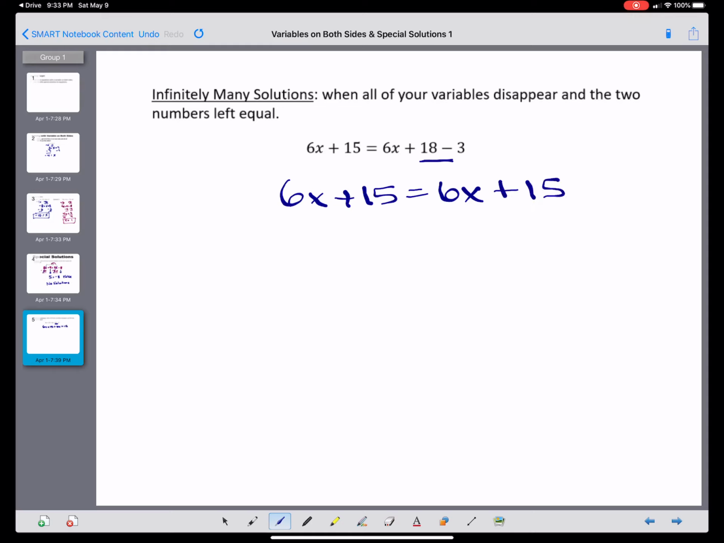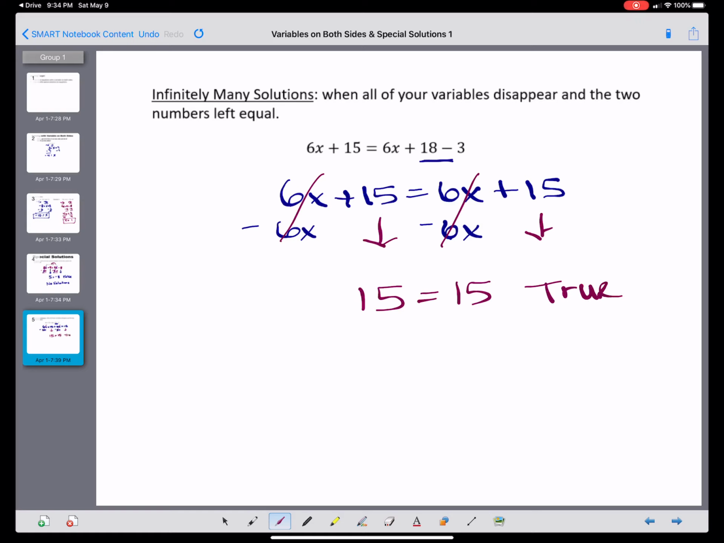All right, let's get rid of our variables. Let's move one of the variables. In this case, both of them are 6x's. So if I subtract 6x to both sides, they go away. And then I'm going to bring down my numbers. And I have 15 is equal to 15. So in this case, the variables disappeared. And the two numbers that are left over are equal to each other. So this statement is true. So then we're going to write infinitely many solutions. And we just like to write IMS. I'm okay with that. Okay?